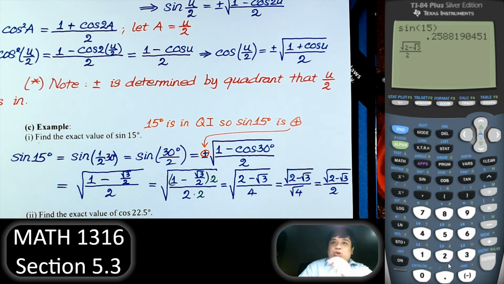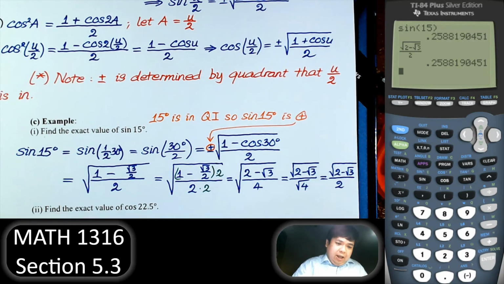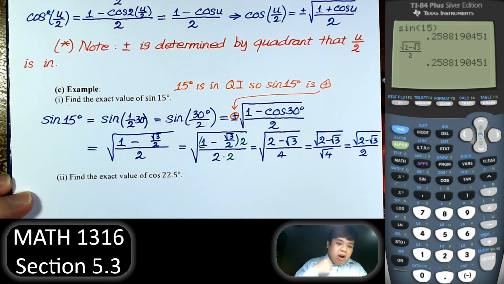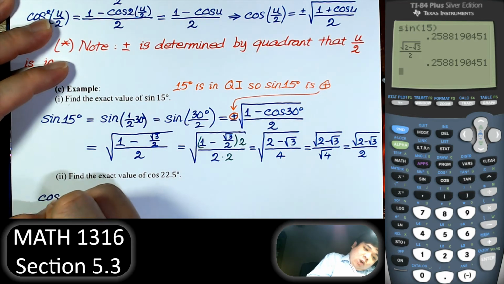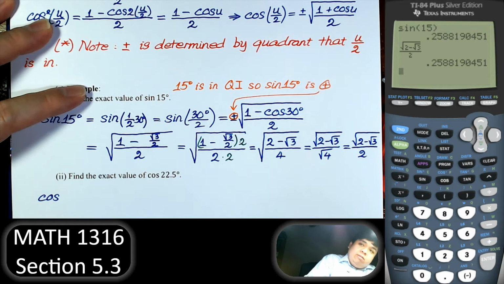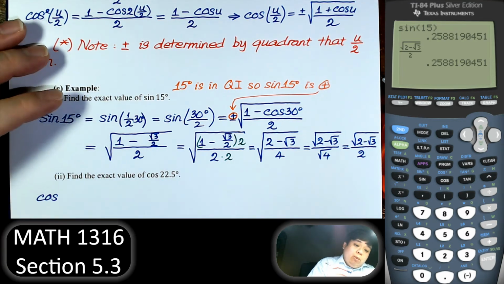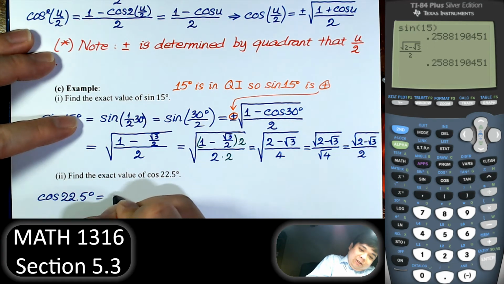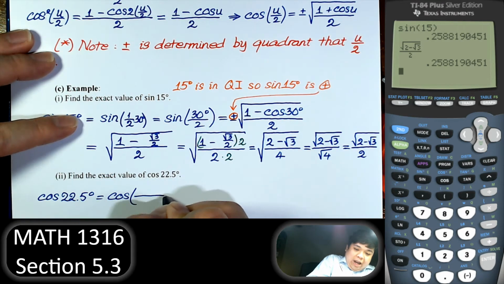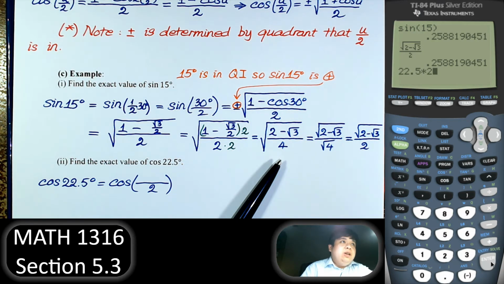Yes, these two should be the same, sorry. Right, so that's good then. Next, we have cosine of 22.5 degrees. Same thing. Half angle formula. 22.5 is half of what angle? So what angle divided by 2 is 22.5? To solve for that, we just multiply by 2, and that is 45.